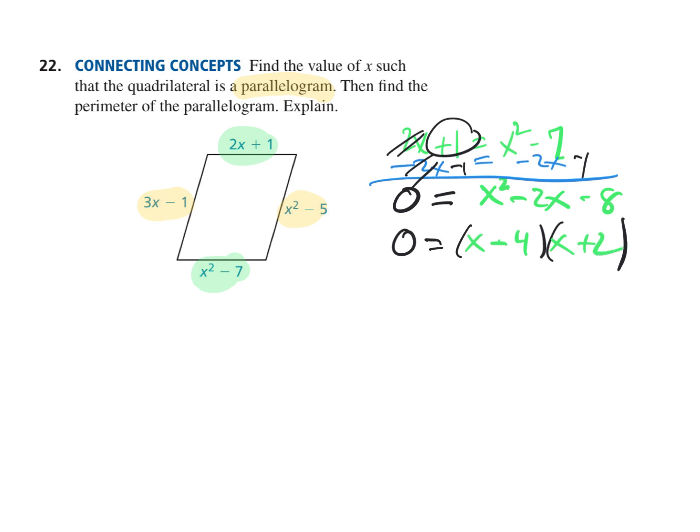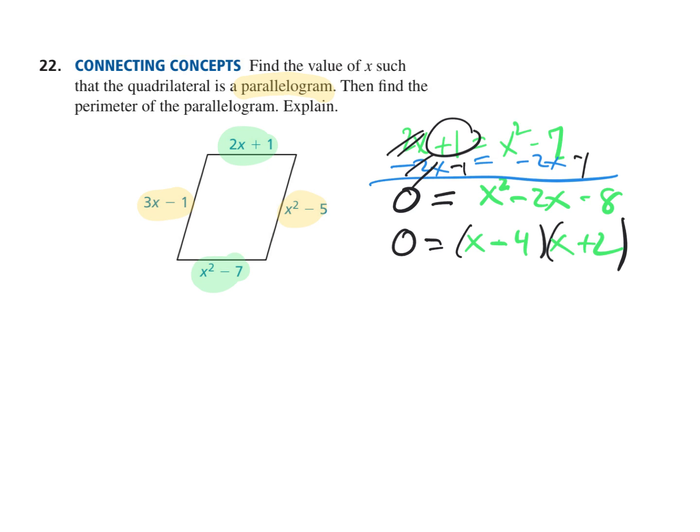And recall that while first times first is x squared, and last times last is negative 8, which gives us the x squared and the negative 8, to get this middle term, that comes from the outside product, x times 2, and negative 4 times x. 2x and negative 4x combine to give us negative 2x, which is in the middle.